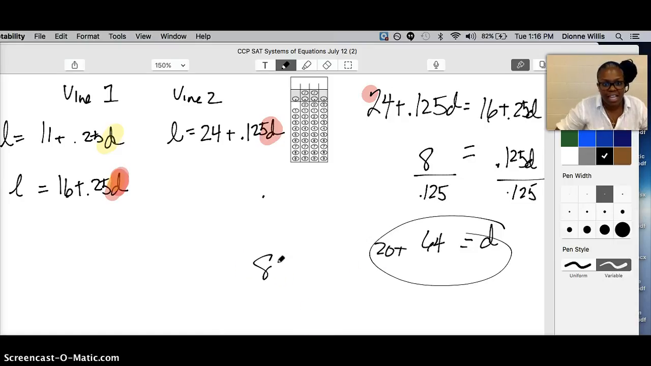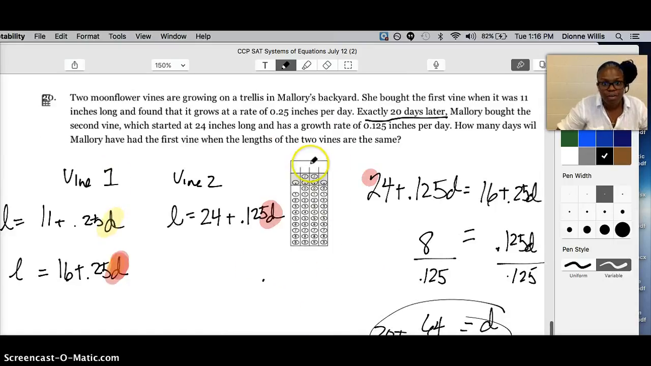So the answer is 84, and I think I erased it from what I had before, but the answer is going to be 84. And that's what we get.